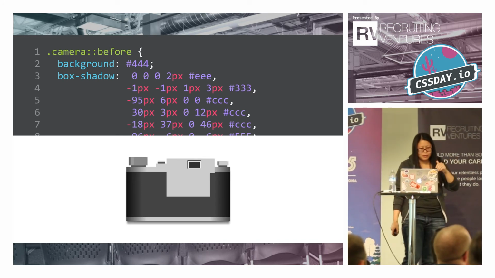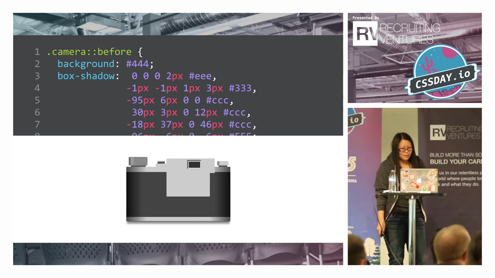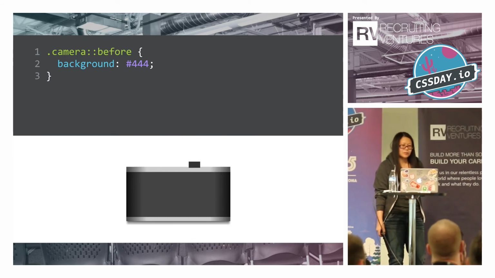So I'm not going to go through each one, but there's a whole bunch there. And basically what we're doing is we're repeating that rectangle shape. We're stretching its size, its blur, its color, and we're basically drawing all these pieces of this camera.